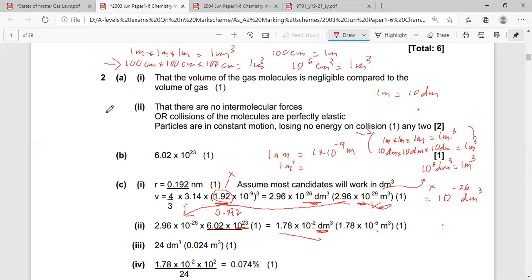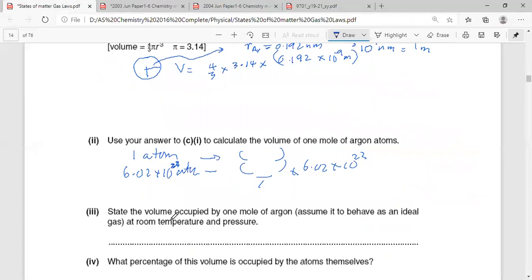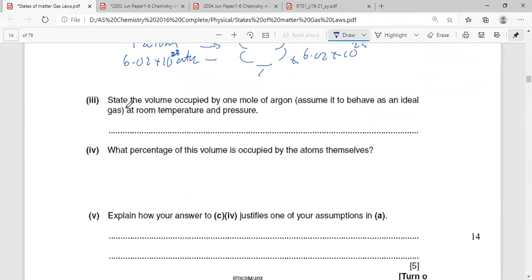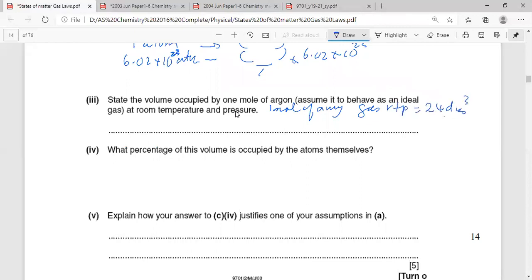Now remember, they ask you here: what's the volume occupied by 1 mole of argon, assuming ideal gas? Of course, 1 mole of any gas. Remember, any gas at RTP occupies what? 24 dm cube. That's why 24 dm cube is easy to use. So the percentage of volume occupied by atoms will be the volume of argon over 24, isn't it?